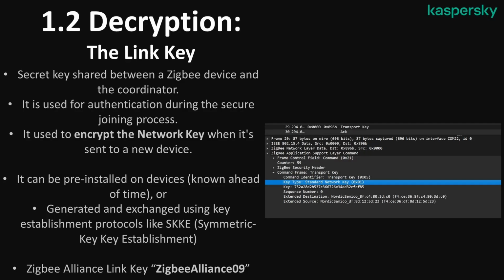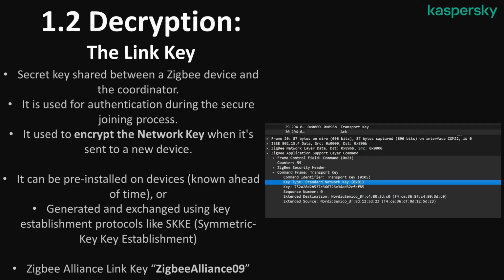How do they install this key? Maybe it's hard-coded only, or it can be done by some exchange algorithms, but most likely it's hard-coded. And also, most likely it's a default key called the ZigBee Alliance link key. We will come to that later, why they use this default key, and its value is just this string: ZigBeeAlliance09. So now, how can we decrypt?